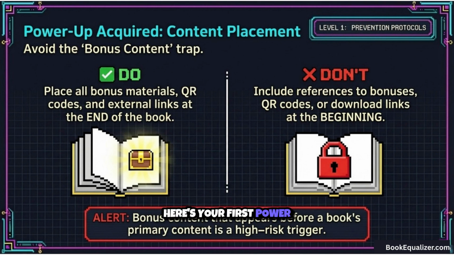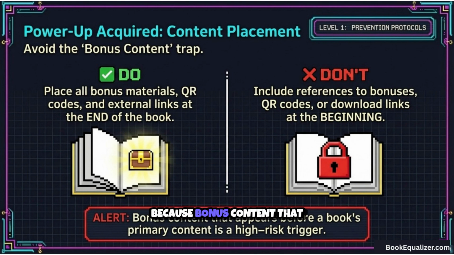Here's your first power up: proper content placement. Avoid the bonus content trap. Here's the rule: place all bonus materials, QR codes, and external links at the end of the book. Do not, under any circumstances, include references to bonuses, QR codes, or download links at the beginning. Amazon's algorithm flags this immediately.